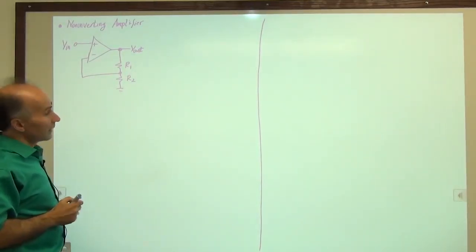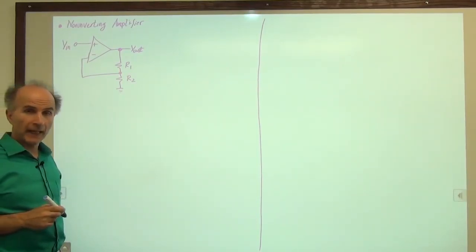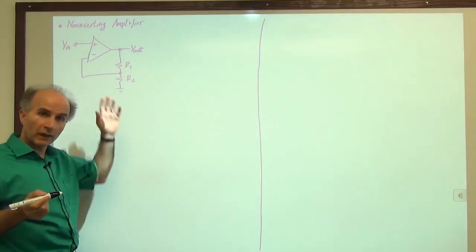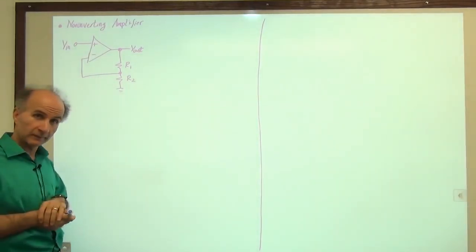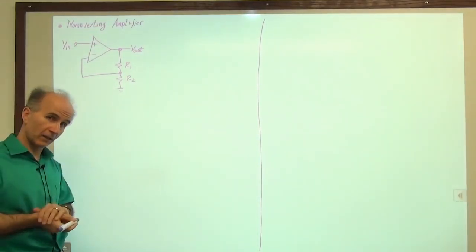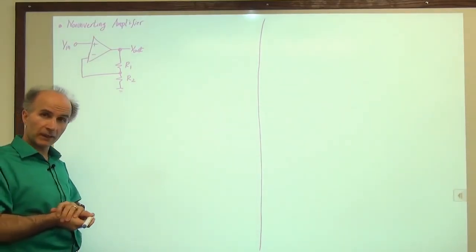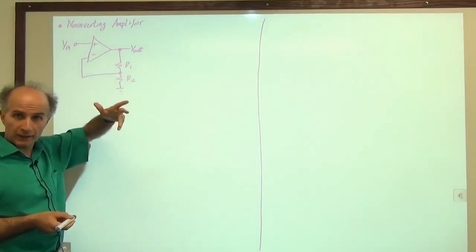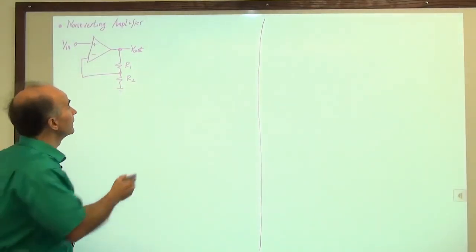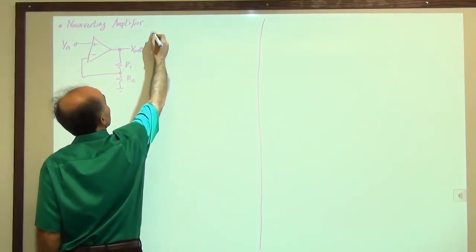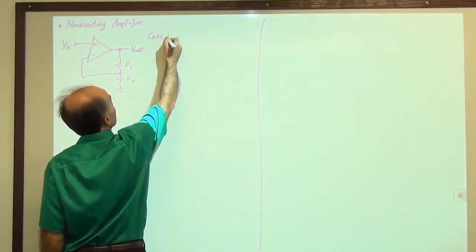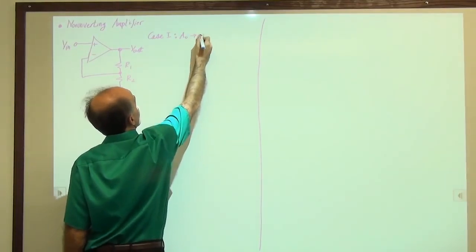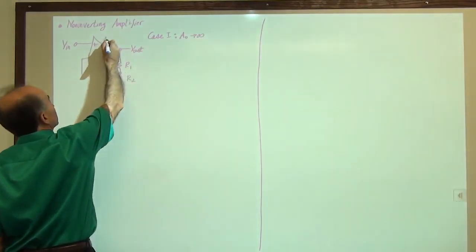Okay, so we would like to analyze the circuit. And as usual, we start with a simple view. What if the op-amp is really ideal? Meaning it has a very high gain. Then can we predict the gain from here to here quickly? Let's try to do that. So case number 1, A0 is approximately infinity, this A0.